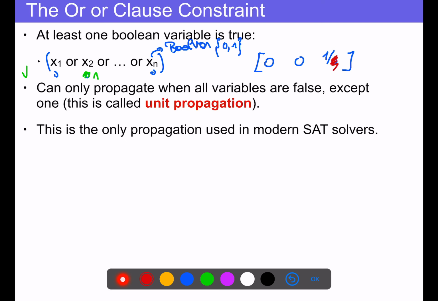So the OR constraint can be formulated like this as well. So it can be formulated like the sum of the xi should be larger or equal to 1. Okay, this is completely equivalent to this arithmetic constraint if you assume that 0 is for false and 1 is for true. This kind of propagation that we call the unit propagation for the OR constraint is the only propagation that is used by SAT solvers.